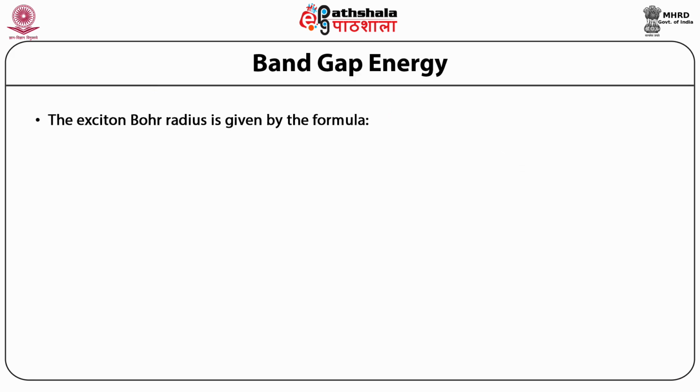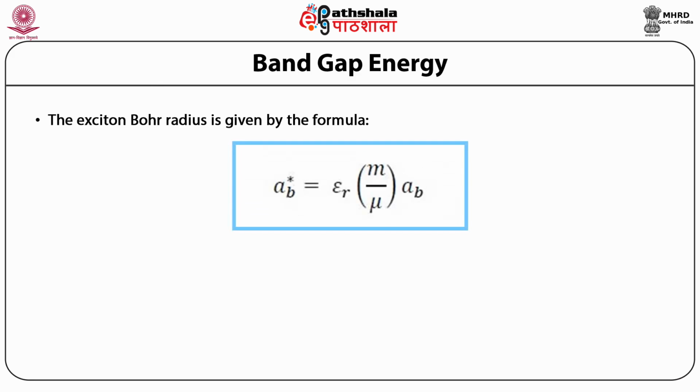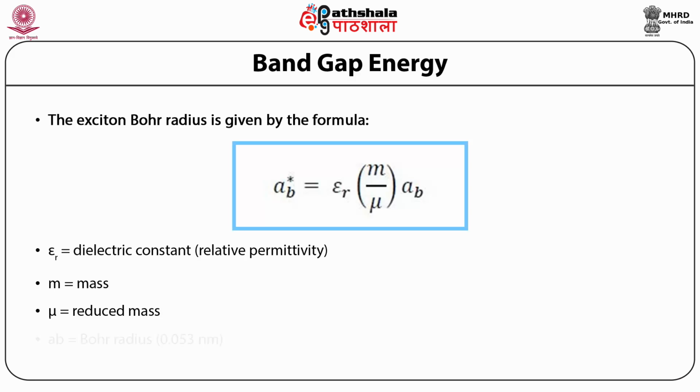So the exciton Bohr radius can be expressed as aB star, which is equal to epsilon r times m by mu into aB. Here, epsilon is the dielectric constant or relative permittivity, m is the mass, mu is the reduced mass, aB represents the Bohr radius, and aB star is the exciton Bohr radius.